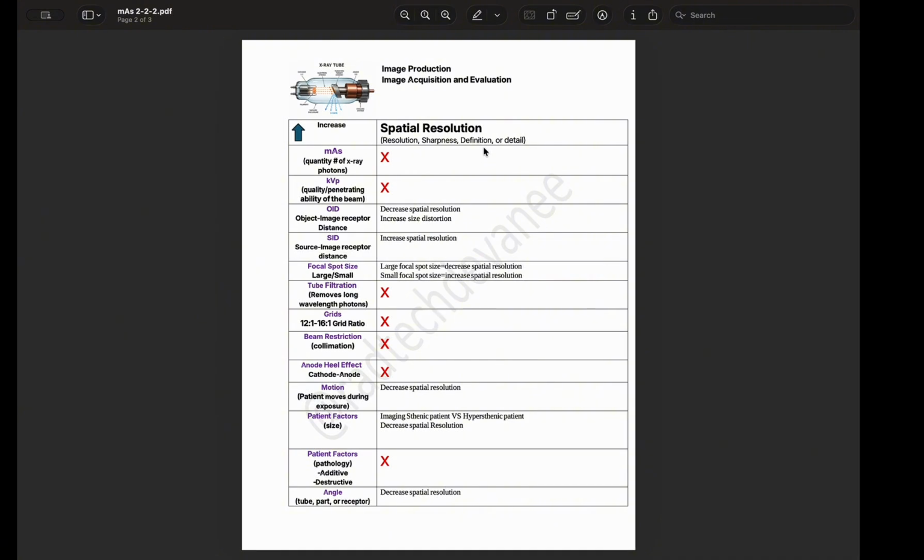Next is SID. So going from 40 to 72, that is going to increase spatial resolution, direct relationship. So if that distance goes up, spatial resolution goes up as well.